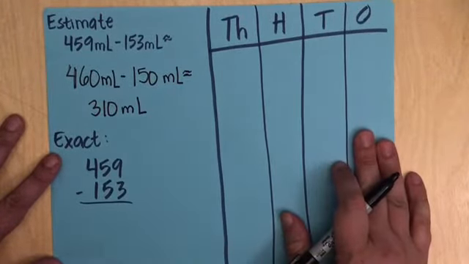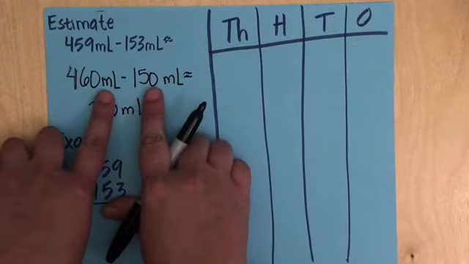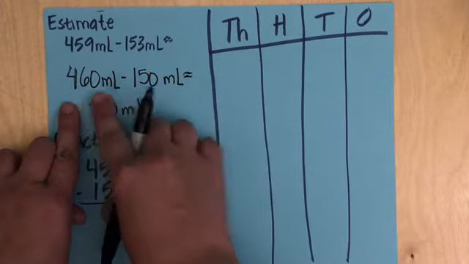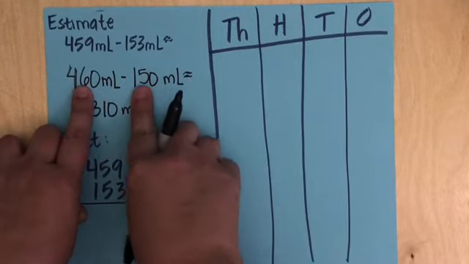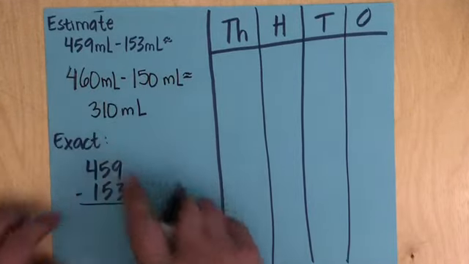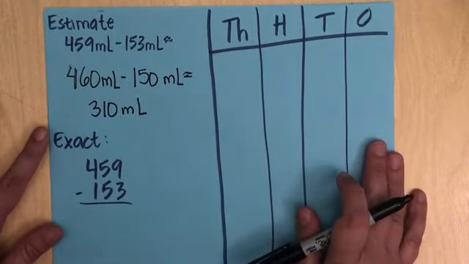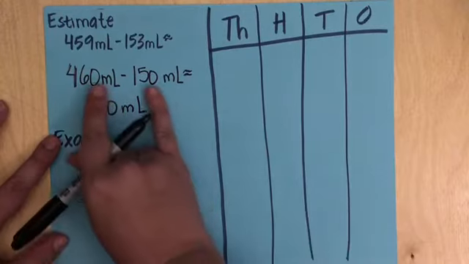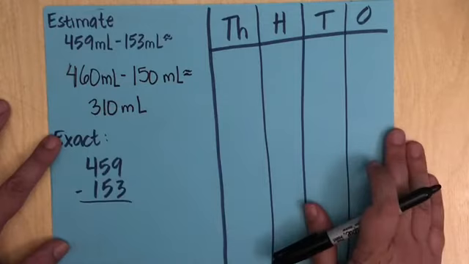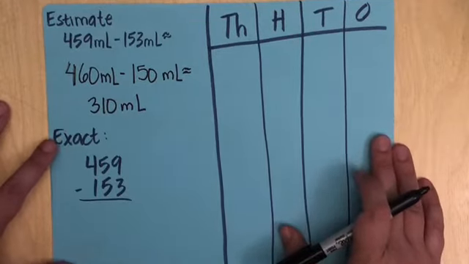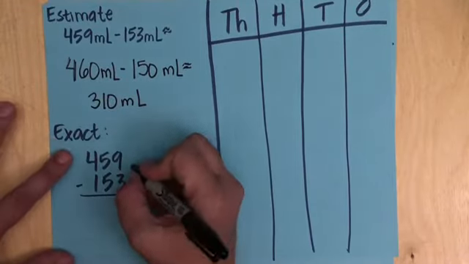Now, when I'm doing this side by side, I'm still thinking to myself, would I have to carry at all if my 150 was under here? So it would be 0, take away 0, 6, take away 5, 4, take away 1. So even though I made it look like it was magical, I really was still thinking about my borrowing. But it's nice because I had my zeros here, so that made it one less step that I had to do in my head when I was estimating. So my estimate is 310 milliliters. Let's see what my exact answer is.